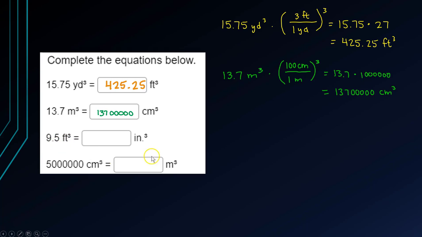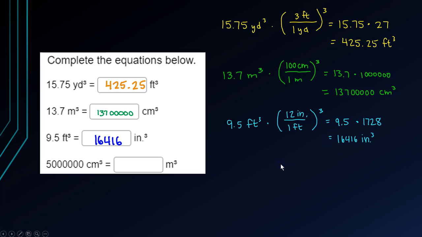9.5 cubic feet into cubic inches. So I know there's 12 inches in a foot. So starting with 9.5 cubic feet, I'm going to deal with 12 inches per every foot, and cubing that's going to give me how many cubic inches I have per cubic foot, allowing me to go into cubic inches. So 9.5 times 12 cubed, which is 1,728. That gives me 16,416 cubic inches.